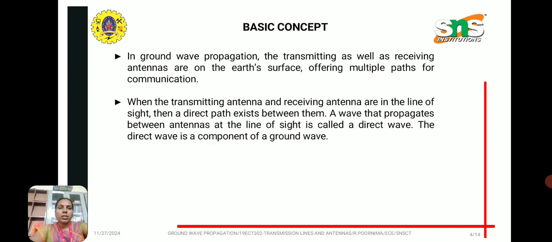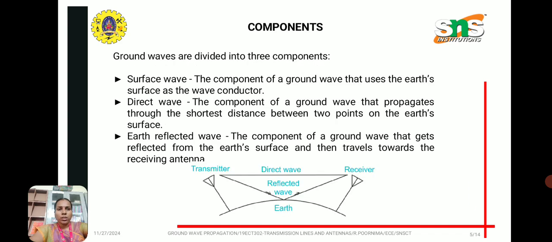In ground wave propagation, the transmitting as well as receiving antennas are on the Earth's surface, offering multiple paths for communication. When the transmitting antenna and receiving antenna are in the line of sight, then a direct path exists. A wave that propagates between the antennas at the line of sight is called the direct wave. The direct wave is a component of the ground wave. These are the three components of ground waves: surface wave, direct wave, and earth reflected wave.